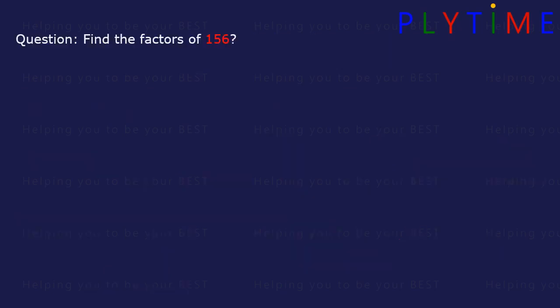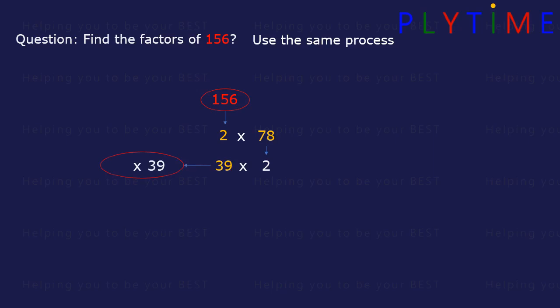Find the factors of 156. We'll use the same process. 156. We can divide this by 2. 2 times 78. The factors of 78 are 39 times 2. We already have 2. So what about 39? 4 times 39 is 156. 39, the factors of that are also 3 and 13. So they must be factors of 156.